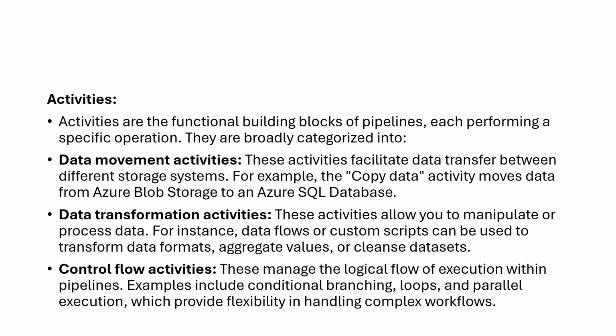These manage a logical flow of execution within the pipelines. Examples include conditional branching, loops, parallel execution, which provide flexibility in handling complex workflows. Basically, control flow activities are roles. Control flow activities, these manage the logical flow of execution within the pipelines.